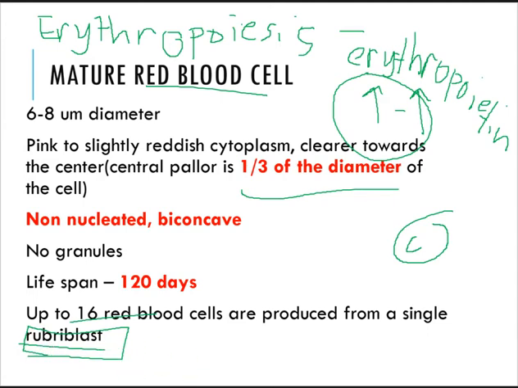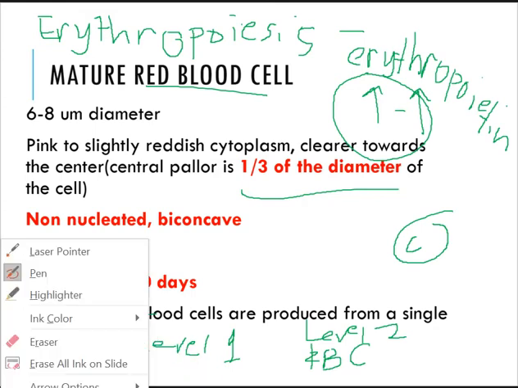rubriblast. Now rubriblast, it is like a name, your RBC is like level 2. Just an example, guys. So your RBC is your level 2, and your rubriblast is your level 1. Okay, so before, it is like the baby version. I hope that helps.